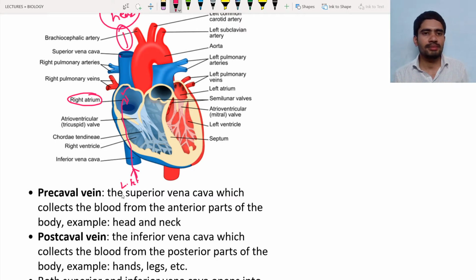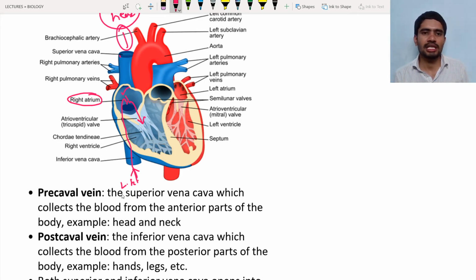Okay, so we can understand that this chamber, right atrium, is going to receive deoxygenated blood mainly from the superior and inferior vena cava, or you can call it precaval vein and also postcaval vein. Okay, it's fine. So from here the deoxygenated blood will be pumped to another chamber. What is this chamber? This chamber is known as right ventricle.